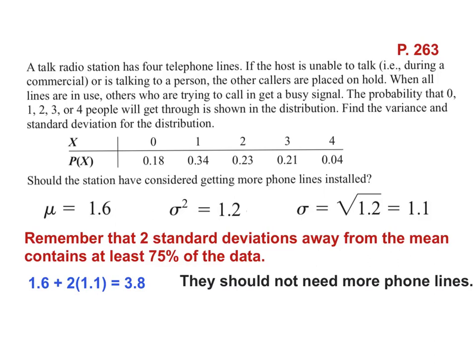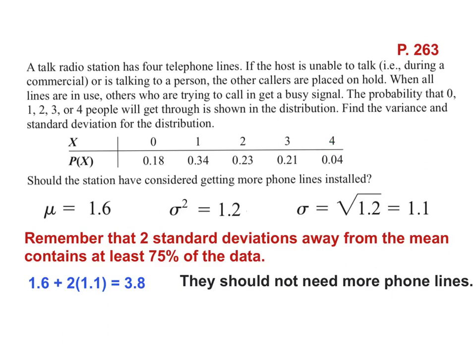So we're going to connect what we've done before with the percentage of values away from the mean. They shouldn't need more phone lines because this number ends up being less than the number of phone lines that they already have. So we're in good shape there, okay?